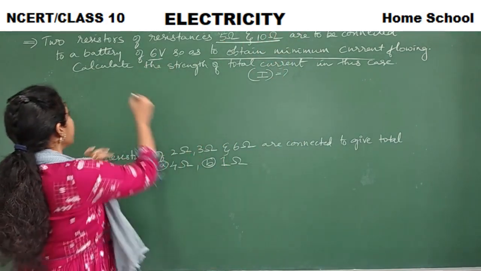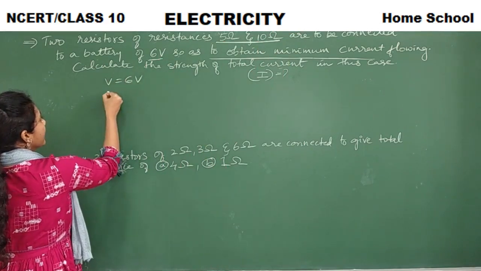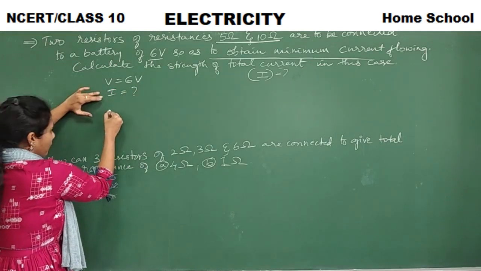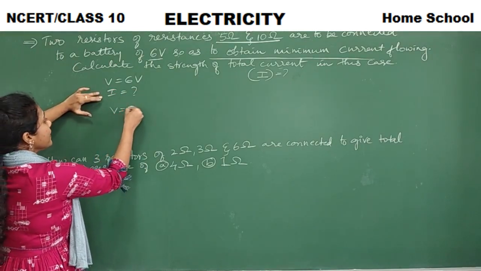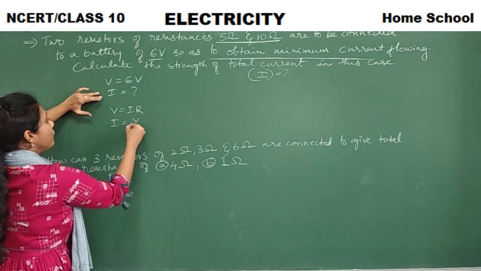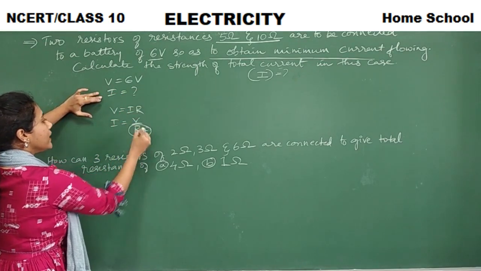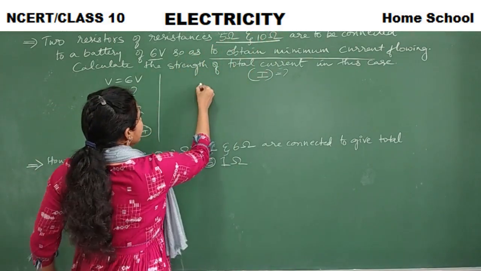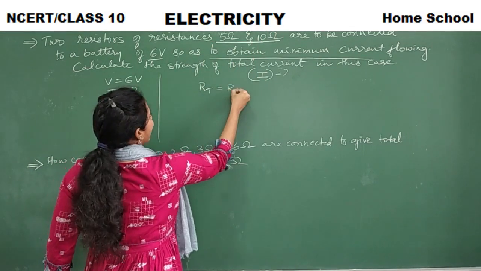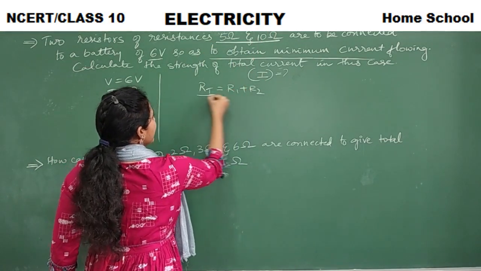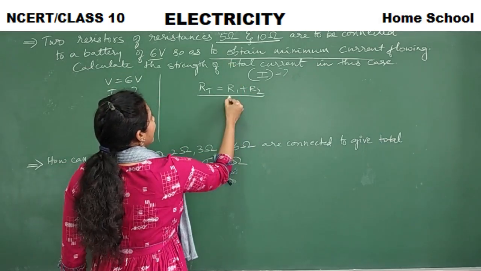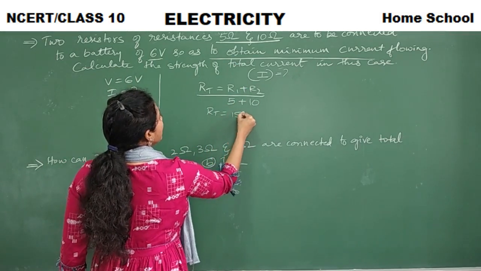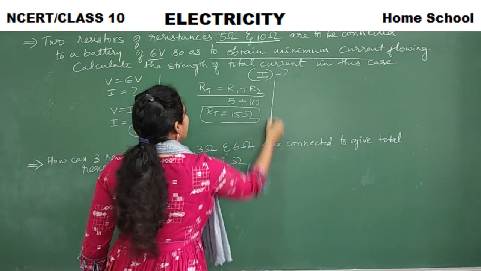Okay, so voltage is given. Voltage is 6 volts. Okay, I we have to calculate. To calculate I, what is the formula here? V is equal to IR. So I is equal to V by R. Okay, so we want total resistance to calculate now. Since the resistors are connected in series, what is total resistance? R1 plus R2, right? In case of series, this is the formula we use. So what is R1? 5 plus 10. So total resistance is 15 ohms.